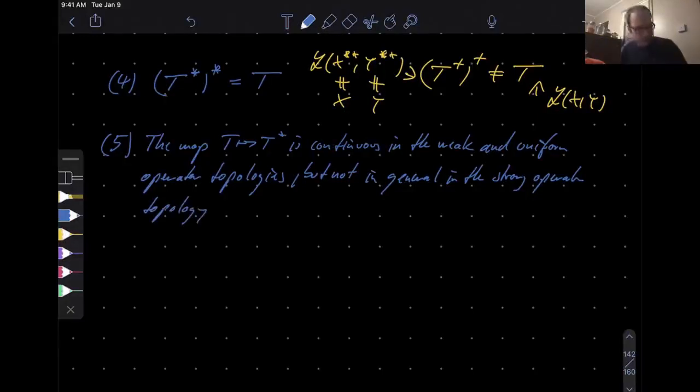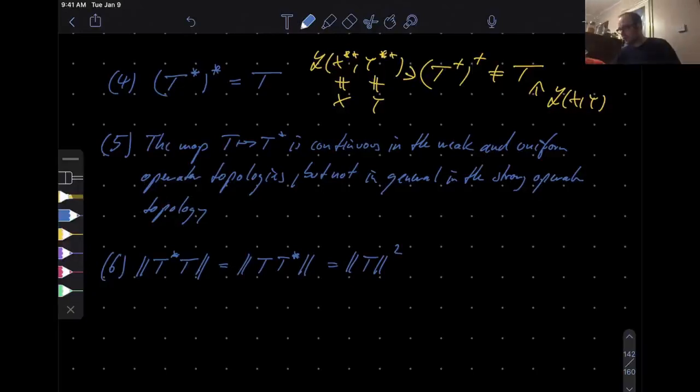And then the last property, and we will prove this in the next video, is actually very useful. If you look at the adjoint and T itself composed in this way and in the other way, in general these are not the same, but if you throw the operator norm around both things, then in operator norm they are the same, and even better, that is the same as the operator norm of T itself squared. So these are the central properties of the adjoint that we will prove in the next video.